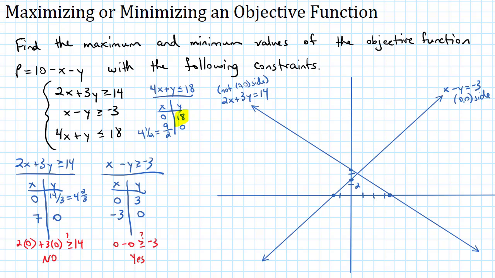The last one we'll do the same thing, plug in 0, 0, so we get 4 times 0 plus 0. Is that less than or equal to 18? And the answer is yes, because 0 is less than or equal to 18. So that guy, we're going to shade the 0, 0 side.